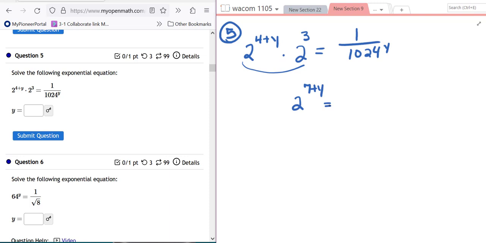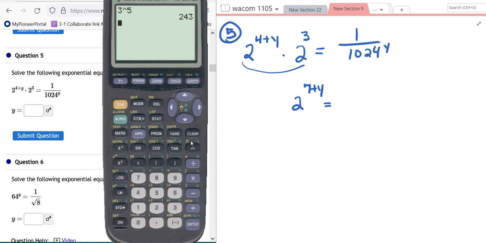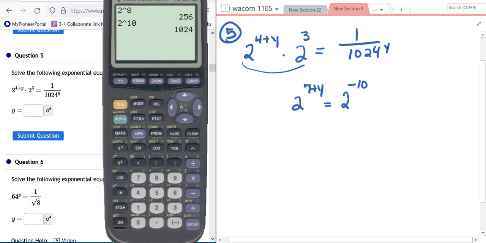All right, so you want to play with your calculator and see 2 to what power will give us 1024. And so let's just try 2 to the 8th. It needs to be pretty big. Well, not big enough. So let's try 2 to the 10th. And that's the right choice. So also it is in the denominator, so remember that's a negative exponent. So I have 2 to the negative 10y. Then you have your setup.